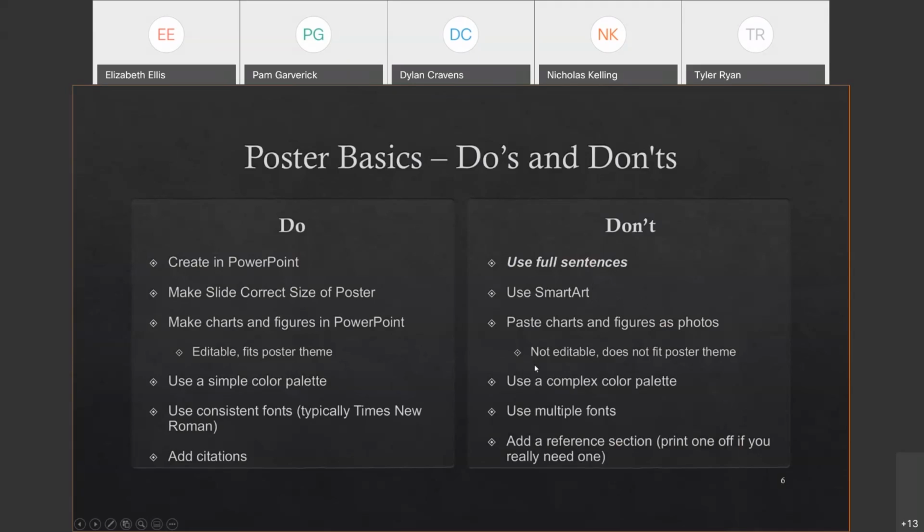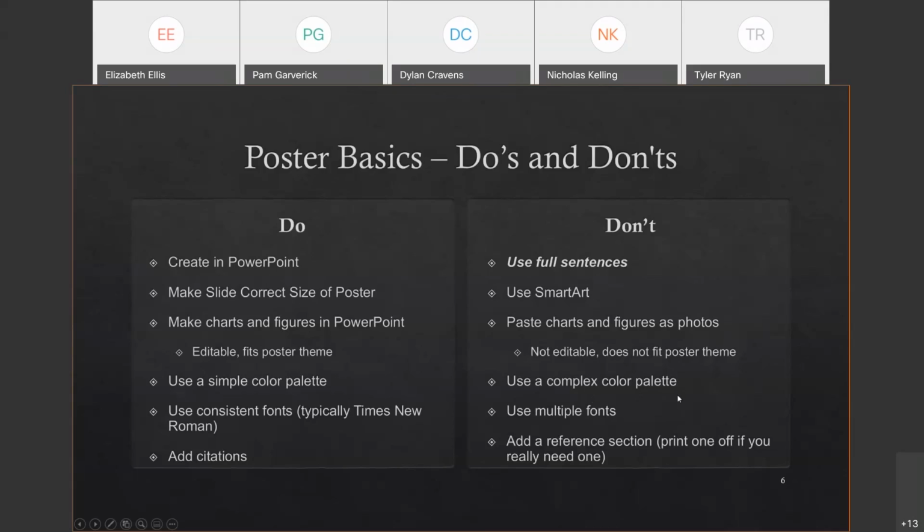So obviously this is kind of a reflection of the one across from it. Don't paste charts and figures as photos, because they're not editable. If you stretch them, it can make them look kind of blurry. If you realize there's a mistake in them, then you're not going to be able to go back and fix it, or it'll be a much bigger problem to try to do so.